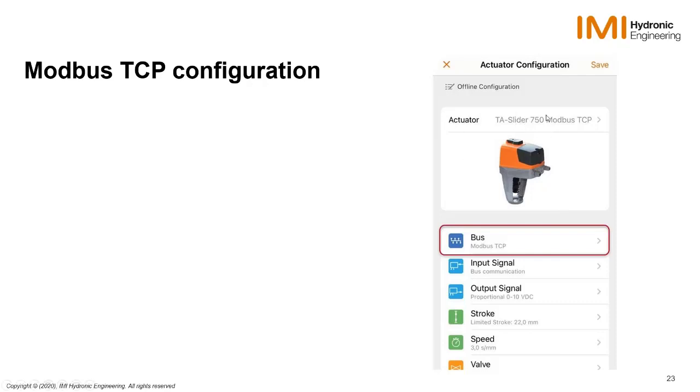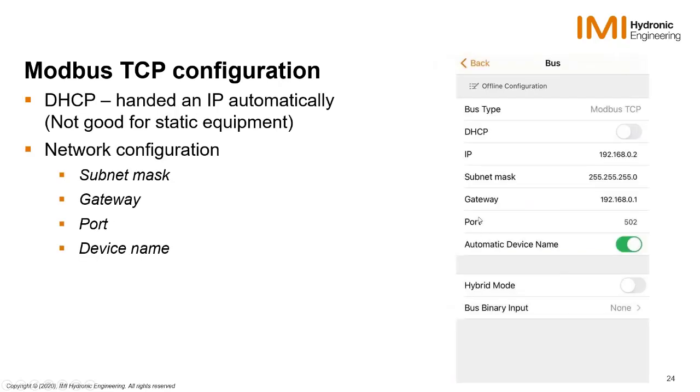I'm going to show how to configure a TCP. Here we have a Slider 750 Modbus TCP. So you go into Modbus TCP again, and here we have a confirmation that it's Modbus TCP. Then you have something called DHCP, and this is a dynamic IP. If this one is activated, then your slider will ask for a dynamic IP from the router. So the router will name your slider, and you cannot name it yourself.